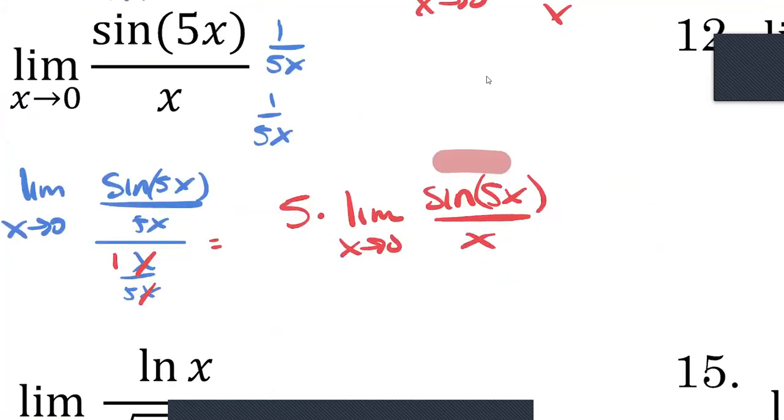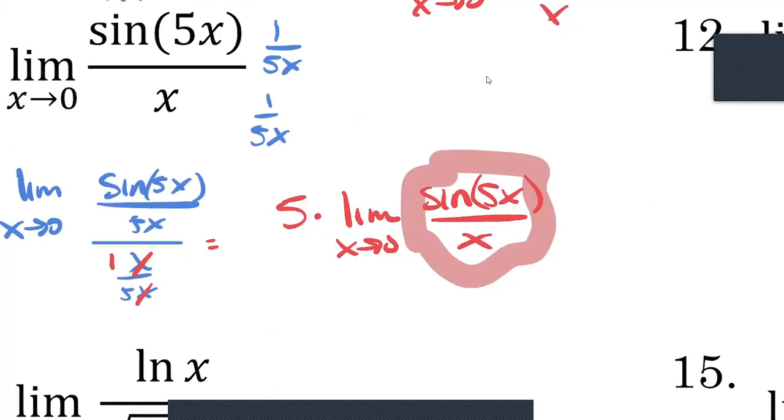And this thing is just equal to 1. So we get 5 times 1. So we're going to get 5 as our solution.